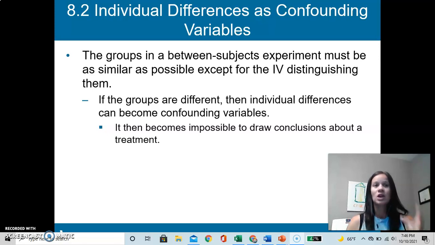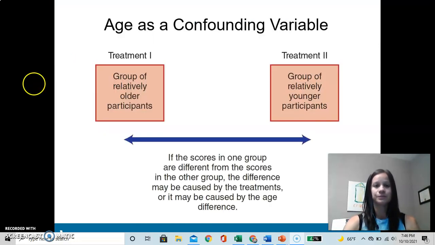So for instance, what if one group just already has higher motivated individuals anyway? Okay, or what if one group has higher educated individuals? Or what if one group is more open to experience, or whatever it might be? That could become a confounding variable and could actually be influencing our results rather than the IV impacting our DV.